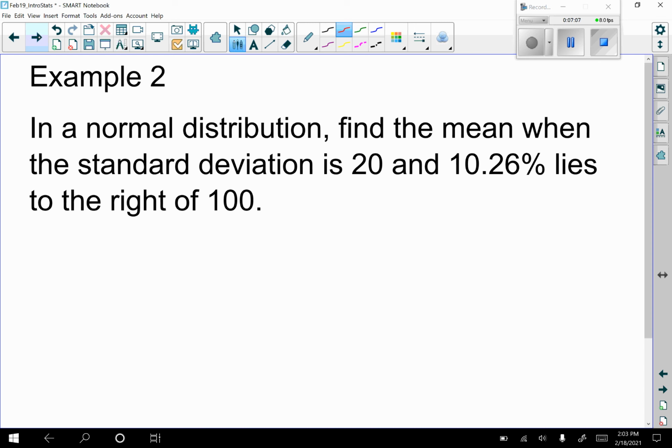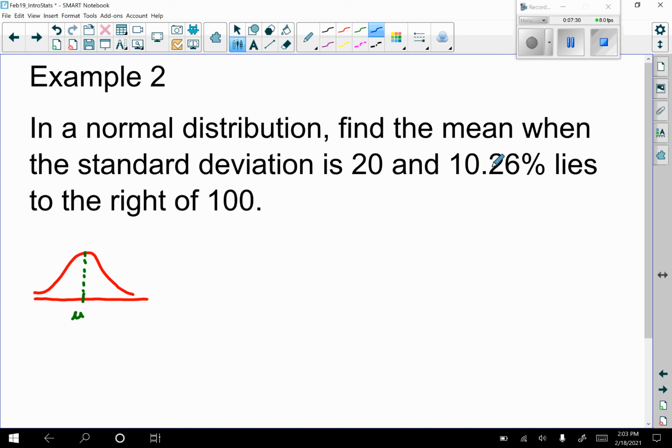In a normal distribution, find the mean when the standard deviation is 20 and 10.26% lies to the right of 100. So again, in this case, I'm just creating a normal distribution where 100 is right in the middle here. Actually, no, our mu is, rather.